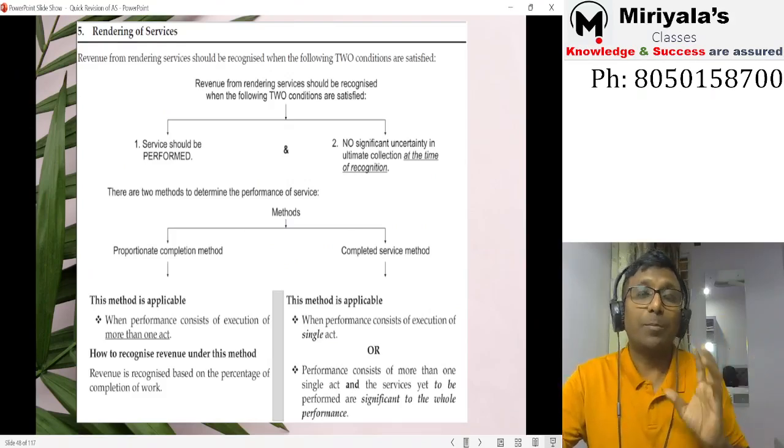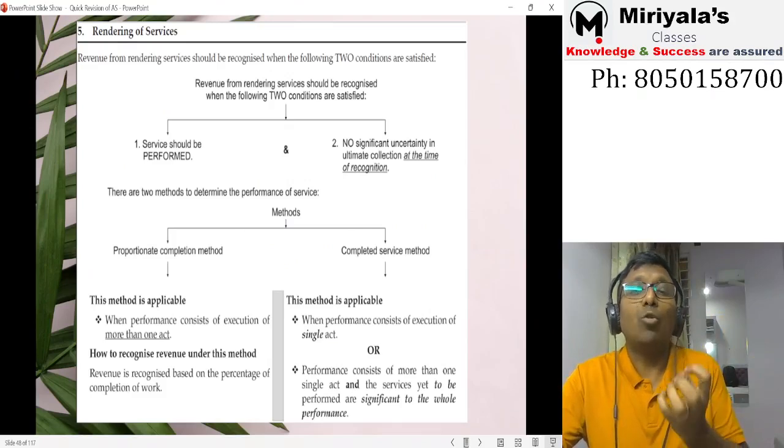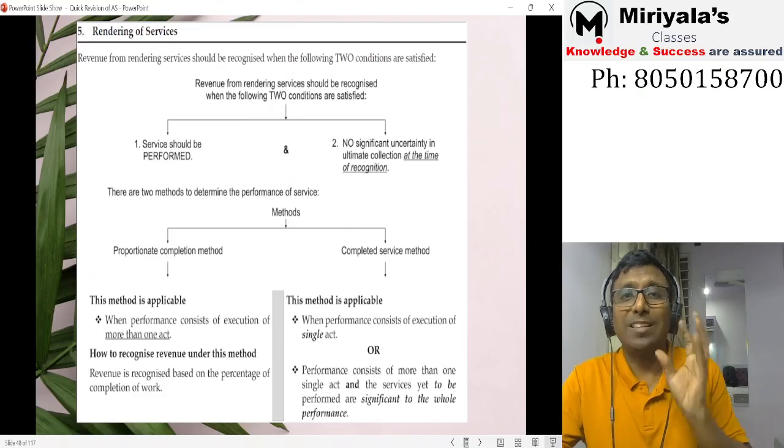But if there is the proportionate completion method, when will it be applicable? When more than one activity is involved. Suppose out of 5 activities you have completed 3 activities.